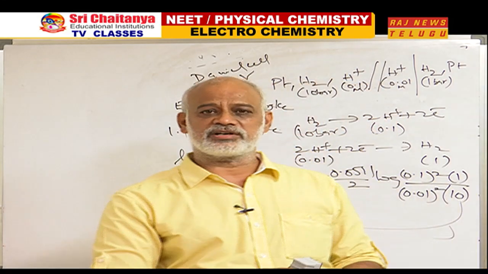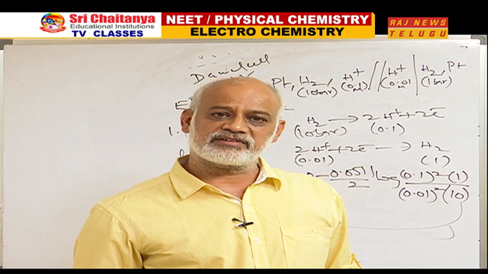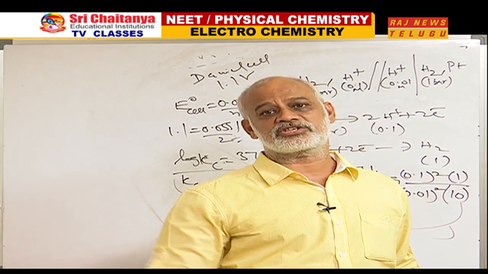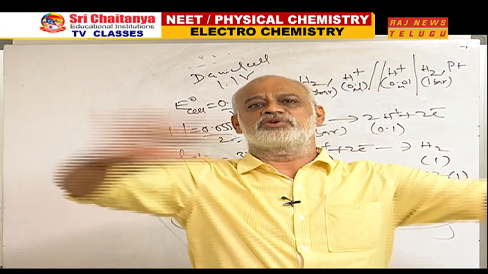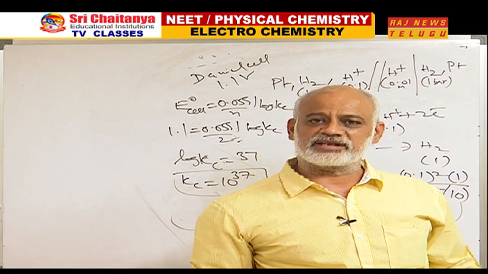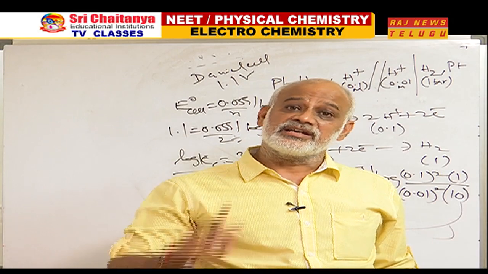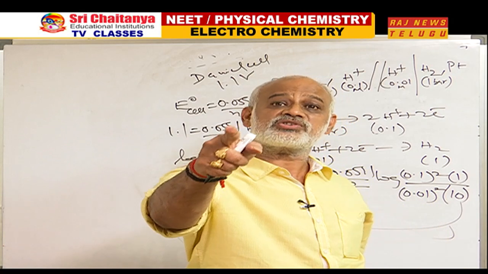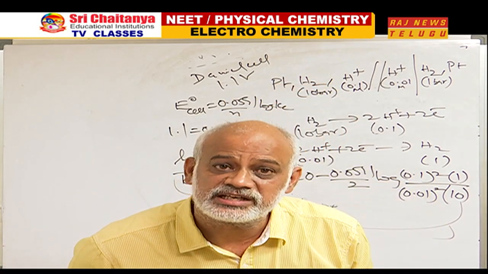One thing I wanted you to understand: when any Nernst equation numerical is given to you, write the cell reaction. Don't be under the impression that the cathodic ion will be the numerator and the anodic ion the denominator. Don't make that type of mistake. For example, take a nickel chlorine cell. Nickel plus chlorine gives nickel plus 2 and chloride ions. Nickel plus 2 is there on the product side, and chloride ion is also there on the product side.